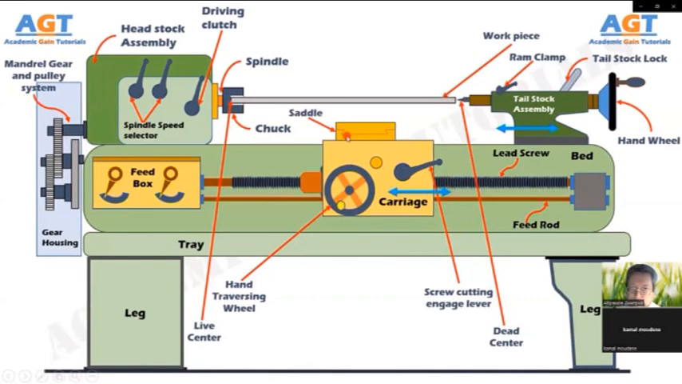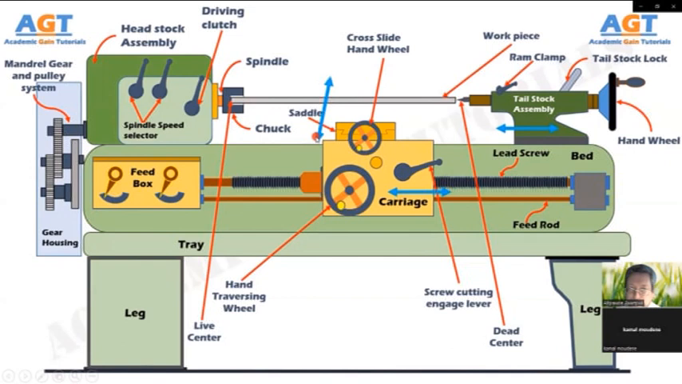Generally, the saddle is made up of an H-shaped casting and it has a V-guide and a flat guide for mounting it on the lathe bed guideways. The cross-slide hand wheel is assembled on the saddle. The cross-slide generally travels at right angles to the spindle axis.